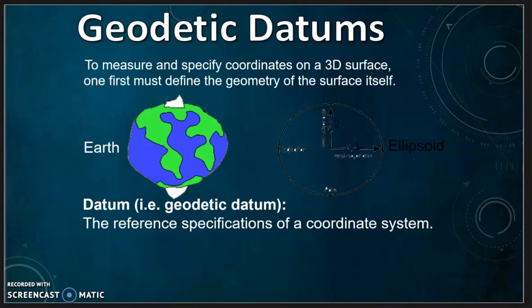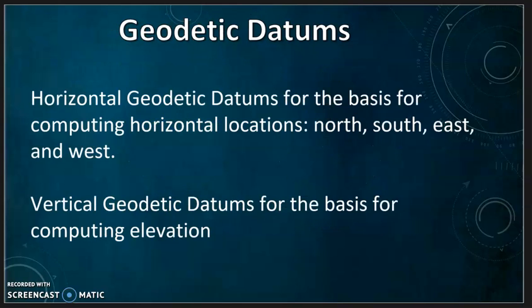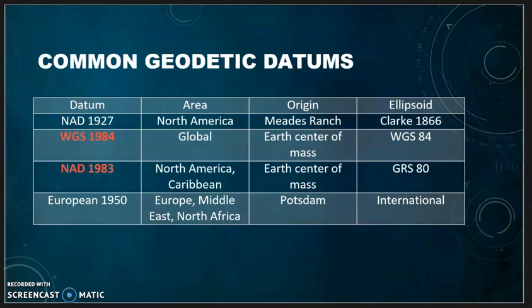Some datums use the Earth's center of mass as the origin, and to accomplish this, satellite measurements calculate a position of the origin. So, for accuracy, geodesists calculate a position on Earth using two types of geodetic datums. We have horizontal and vertical geodetic datums. Horizontal geodetic datums form the basis for computing horizontal locations, north, south, east, and west, and vertical geodetic datums are the basis for computing elevation.